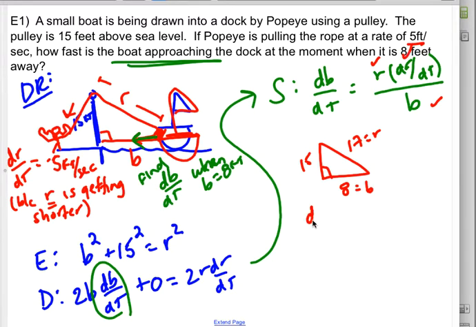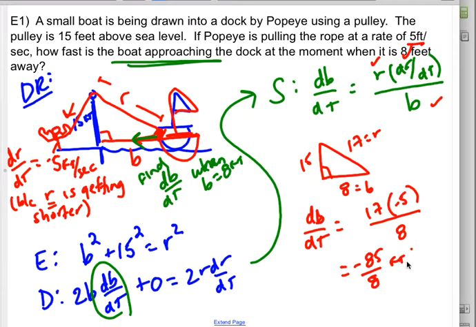So when I substitute, my dB/dt is going to be R, which is 17, times dr/dt, which is negative 5, because the length of rope is getting shorter, over 8. Let's see, that's a 50 and a 35, so that should be an 85. So I get negative 85 over 8 feet per second.